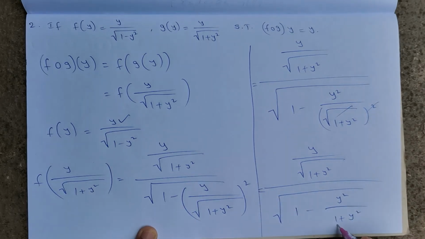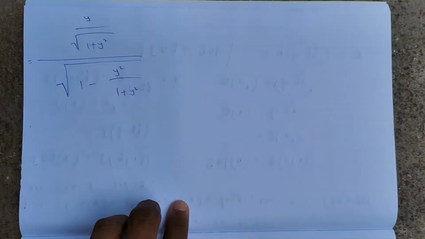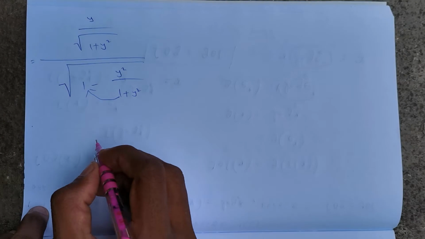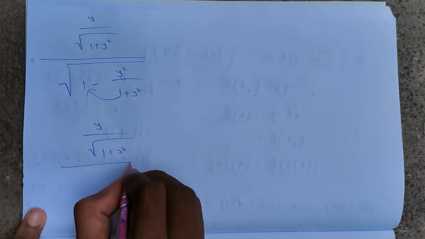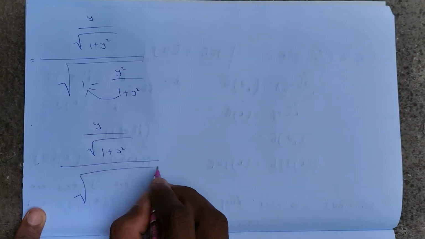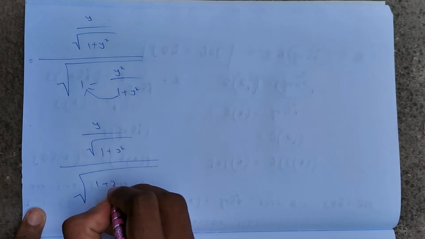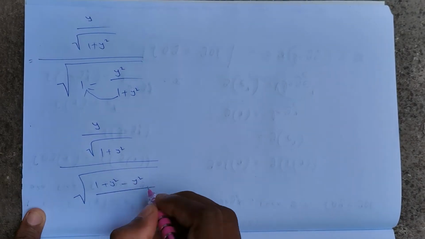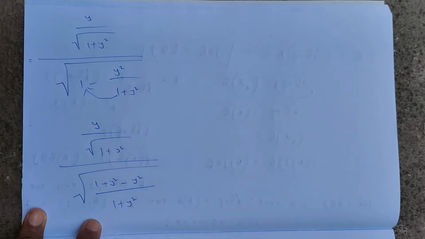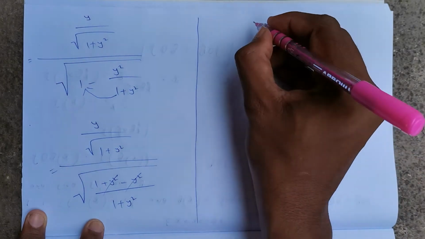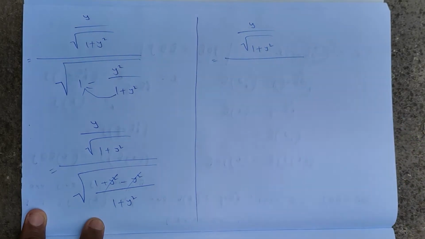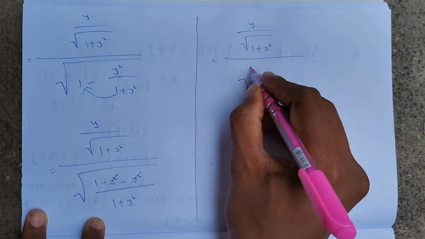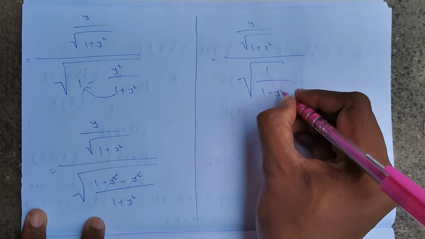Now here this 1 plus y square we will multiply with 1. So numerator as it is, y divided by under root 1 plus y square whole divided by under root 1 plus y square into 1 plus y square minus y square whole divided by 1 plus y square. Here plus y square minus y square both will get cancelled. So numerator as it is, y divided by under root 1 plus y square whole divided by under root 1 by 1 plus y square.